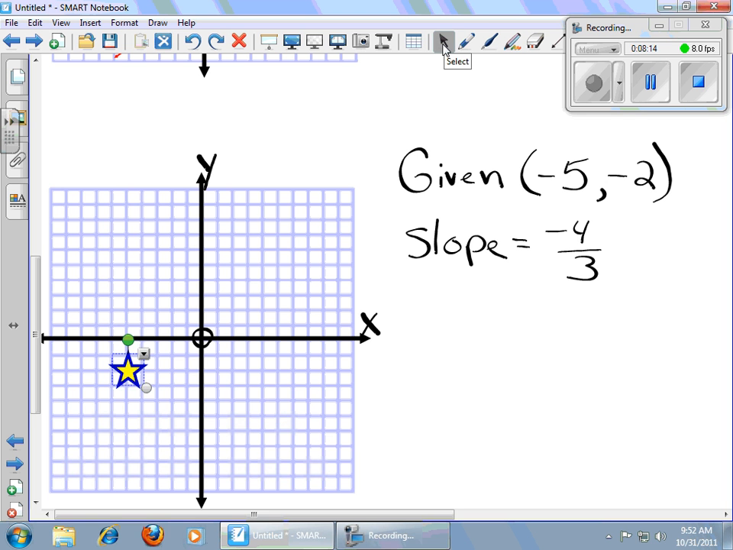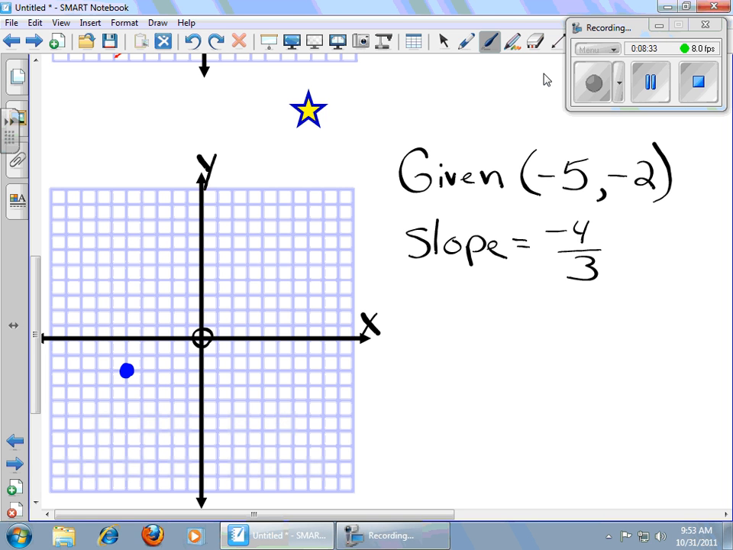That's kind of a big point. Let's see if I can make that point smaller. No, it's not going to let me. Okay, so much for being creative. I shall count 1, 2, 3, 4, 5, 1, 2. There we go. There's the point (-5, -2).